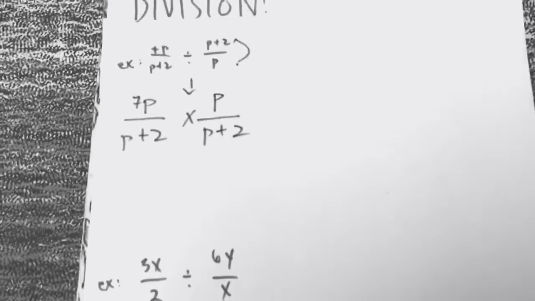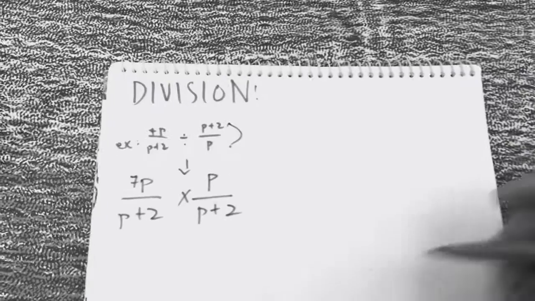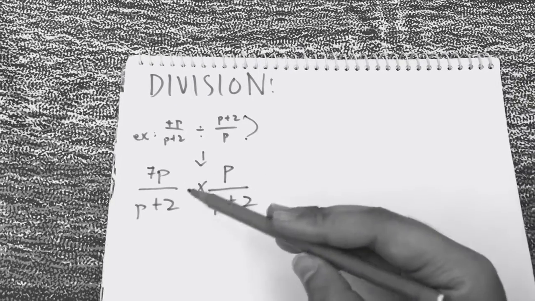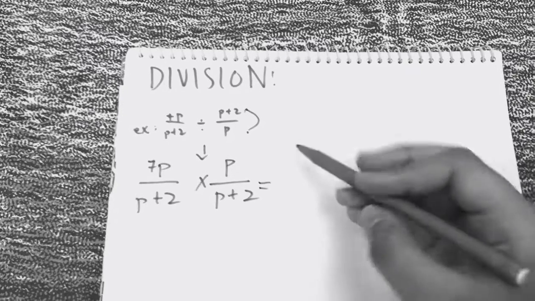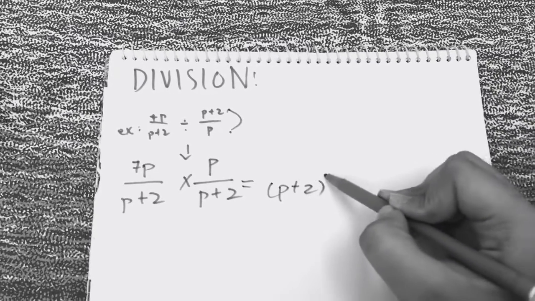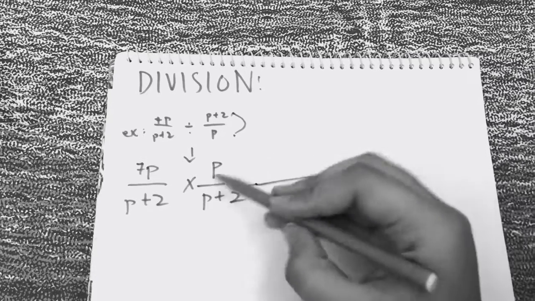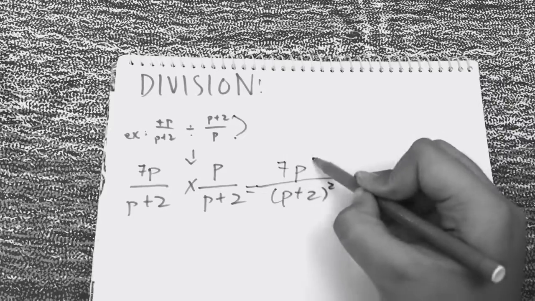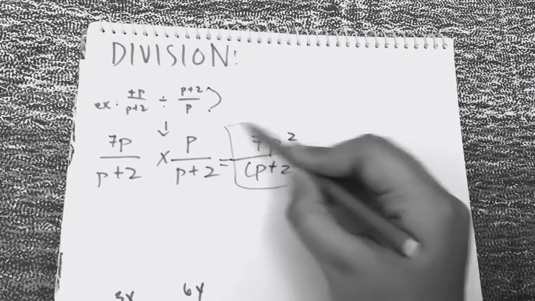Once you're done with that and don't need any more factoring, you can multiply. So p plus 2 times p plus 2 makes it p plus 2 squared, and the numerator is 7p times p, making it 7p squared. That will be your answer.